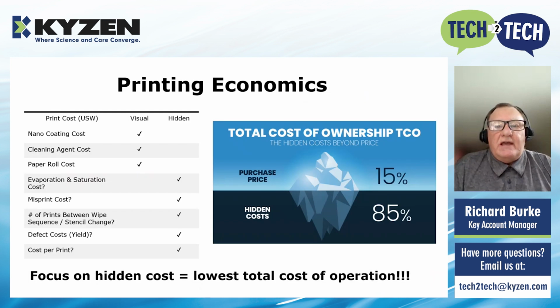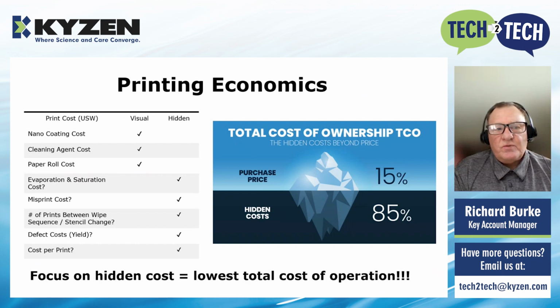So when we look at the economics of printing in terms of the underside wipe topic, we can see that there are two categories of cost drivers. There are those that are visual or obvious, and this includes the selection of the stencil, whether it be a coated or non-coated stencil, the selection of the cleaning agent, the selection of a paper for the roller, and then there are a group of costs that are hidden.